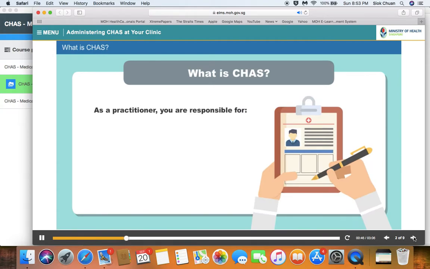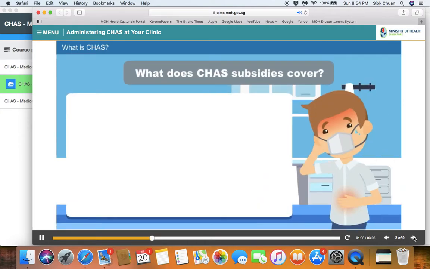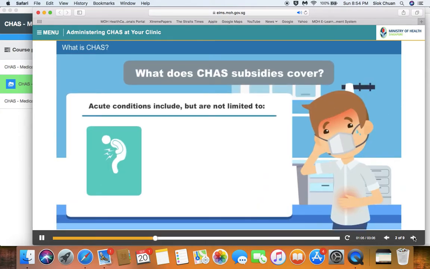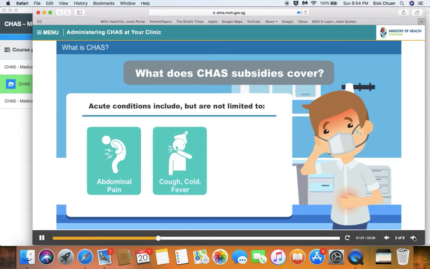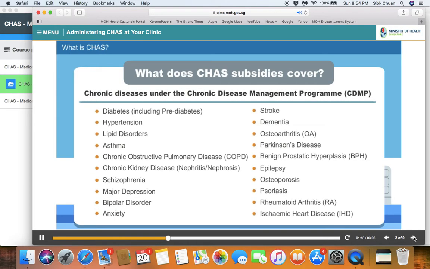As a practitioner, you are responsible for knowing the conditions that are covered by CHAS subsidies, and you should advise your patients before the treatment on the charges, whether the treatment can be claimed under CHAS, and the CHAS subsidy that can be claimed. CHAS covers acute conditions such as abdominal pain, cough, cold, fever, and headache. CHAS also covers these chronic diseases under the Chronic Disease Management Program.